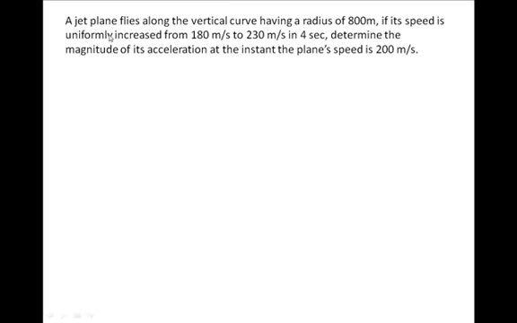Next problem. A jet plane flies along a vertical curve having radius of 800 meters. If its speed is uniformly increased from 180 meters per second to 230 meters per second in 4 seconds, determine the magnitude of its acceleration at the instant the plane's speed is 200 meters per second.